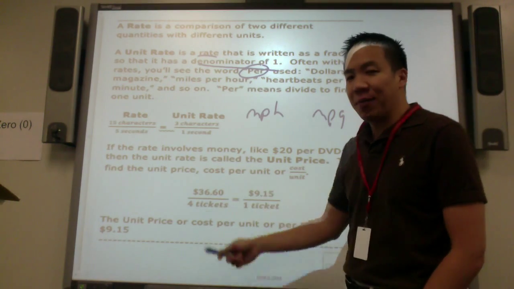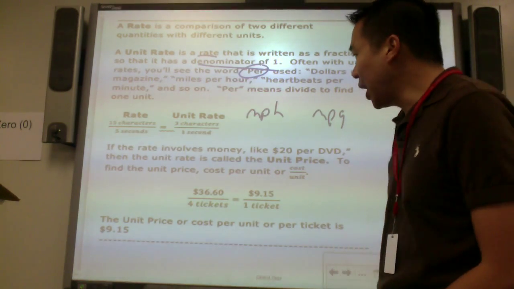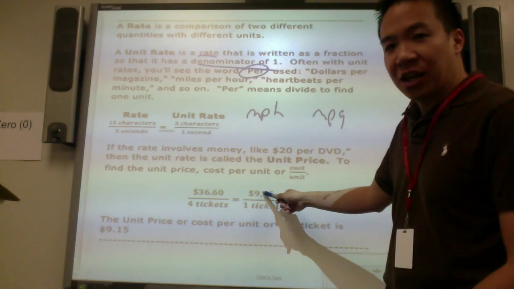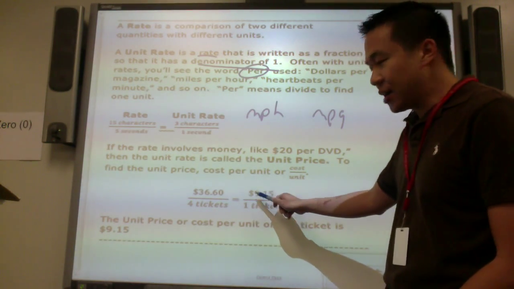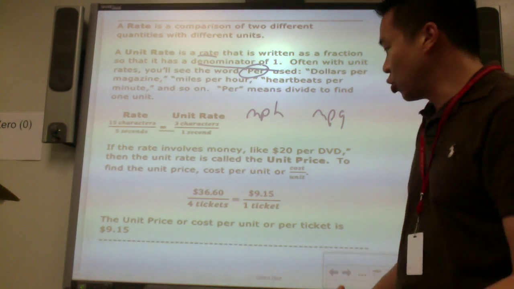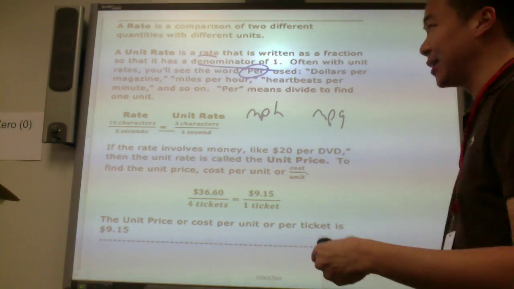For example, if I paid $36.60 for 4 tickets, and I want to find a unit price or unit cost, I will do $9.15. I've got to break it down to 1 unit for every 1 ticket. So it's $9.15 per ticket, for every 1 ticket.